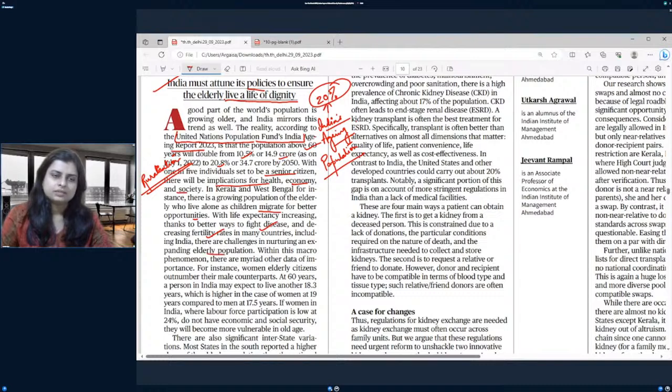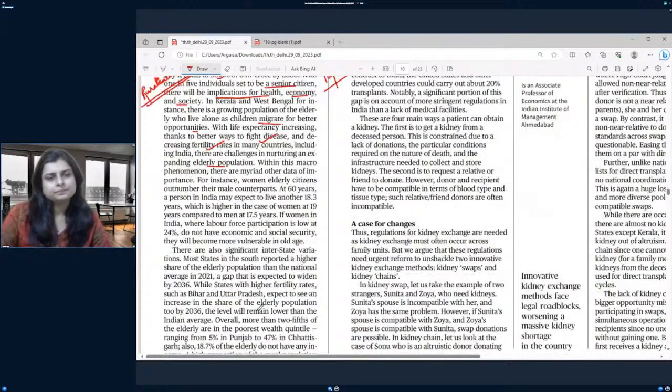Within this macro phenomenon, there are myriad other data of importance. For instance, women elderly citizens outnumber their male counterparts. This is exactly what we did yesterday, that is feminization of the elderly population. There are more elderly females surviving, which is outnumbering their male counterparts. So at 60 years, a person in India may expect to live around 18.3 years, which is higher in case of women at 19 years compared to the men at 17.5 years.